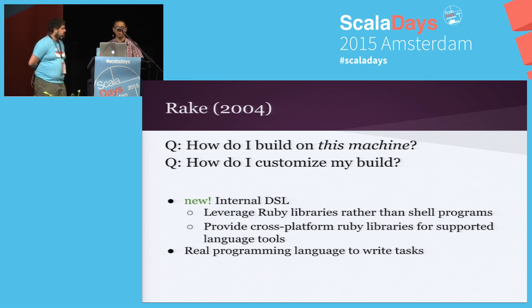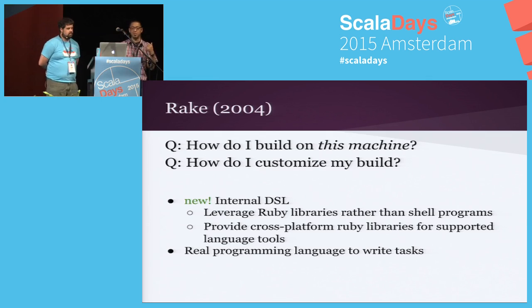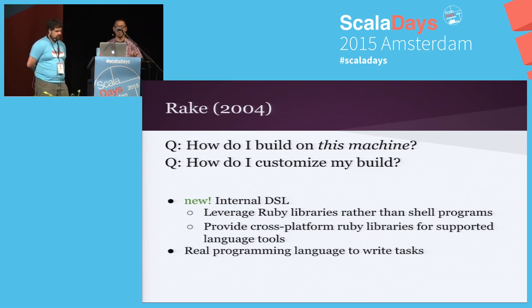All right. So the two questions that it asks is similar to make, right? It says, how do I build on this machine? And how do I customize my build? So previously it was difficult to kind of customize. Now we have the full power of the scripting programming language, and it answers the question of how do I build on this particular machine, because these scripting programming languages ship with the standard libraries to do file operations and things like that.